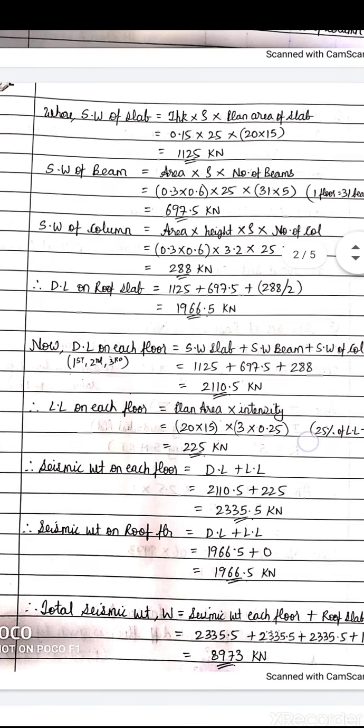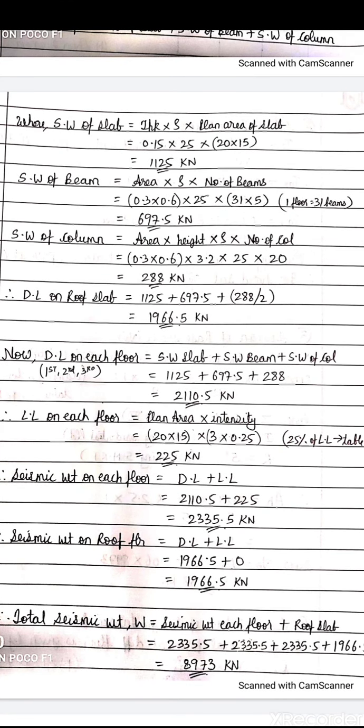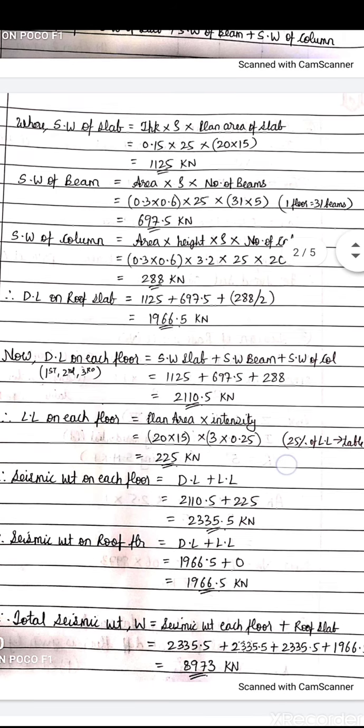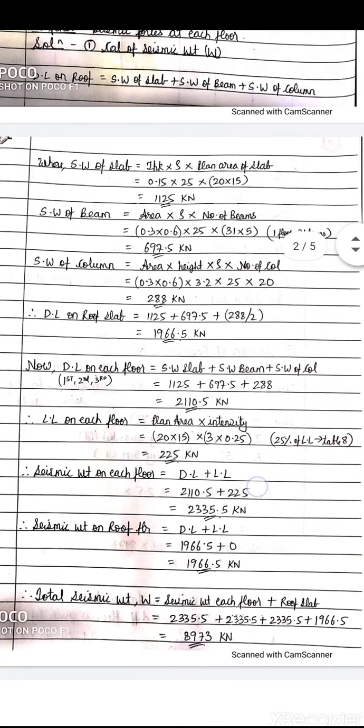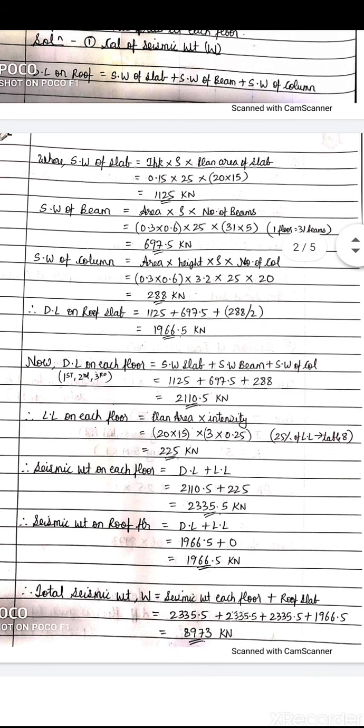Similarly, we have to find the dead load on each floor, that is the first floor, second floor, and third floor. Again this will be given by the equation: self weight of the slab plus self weight of the beam plus self weight of the column. The self weight of the slab we have already found, 1125, then the beam and the column. For the other floors it will remain the full value, that is 288 kilonewton. So we got the dead load on each floor as 2110.5 kilonewton.